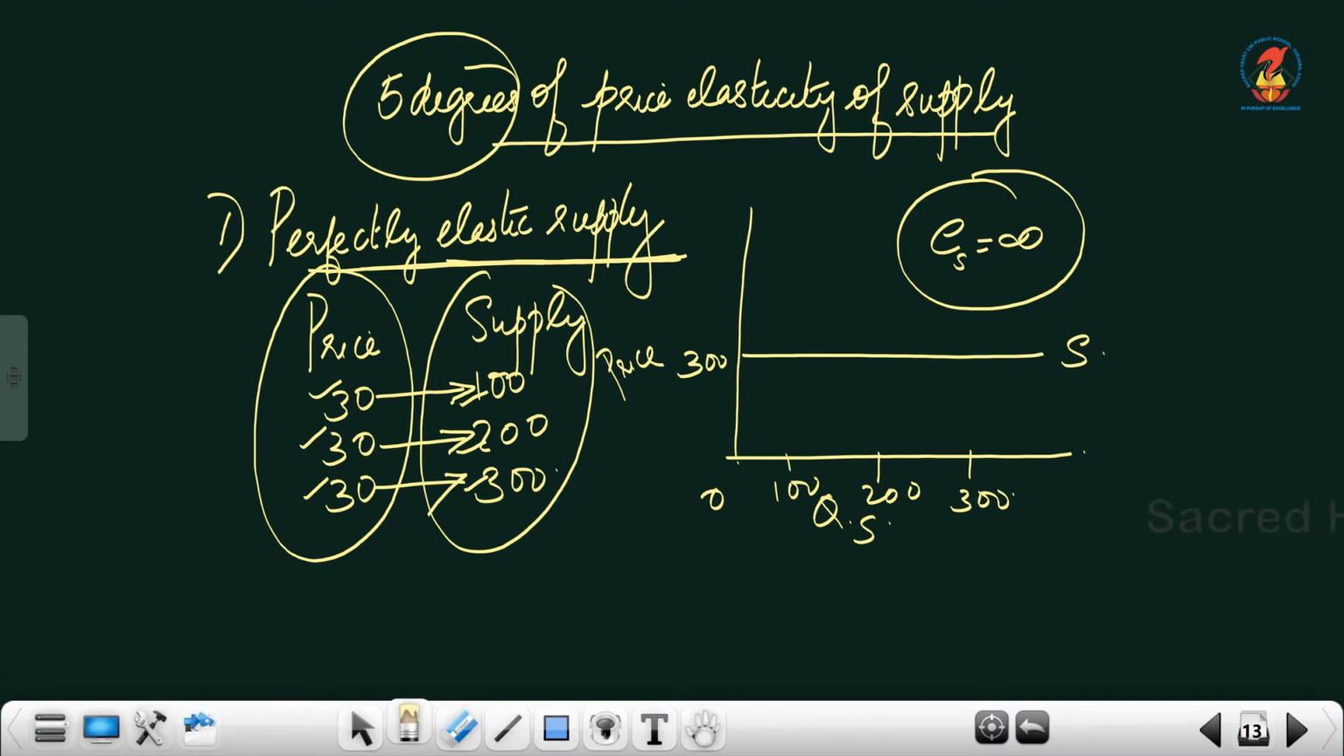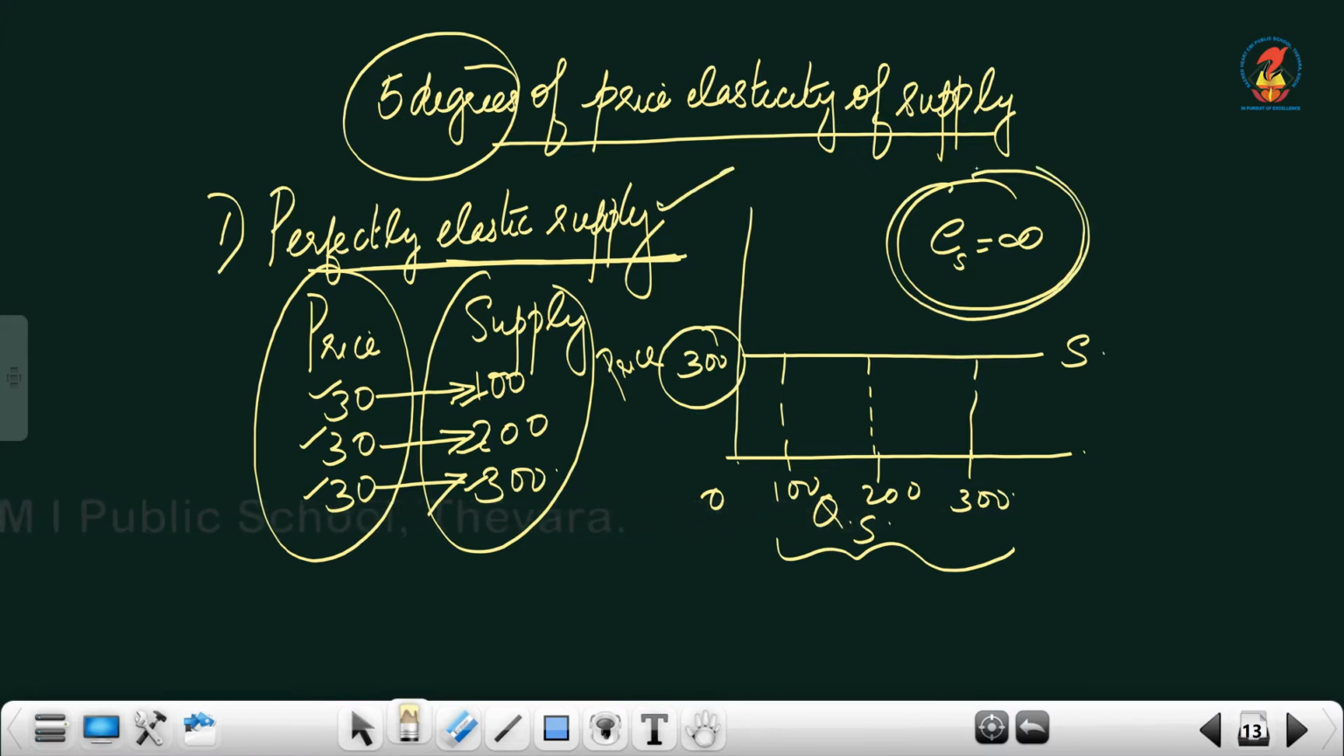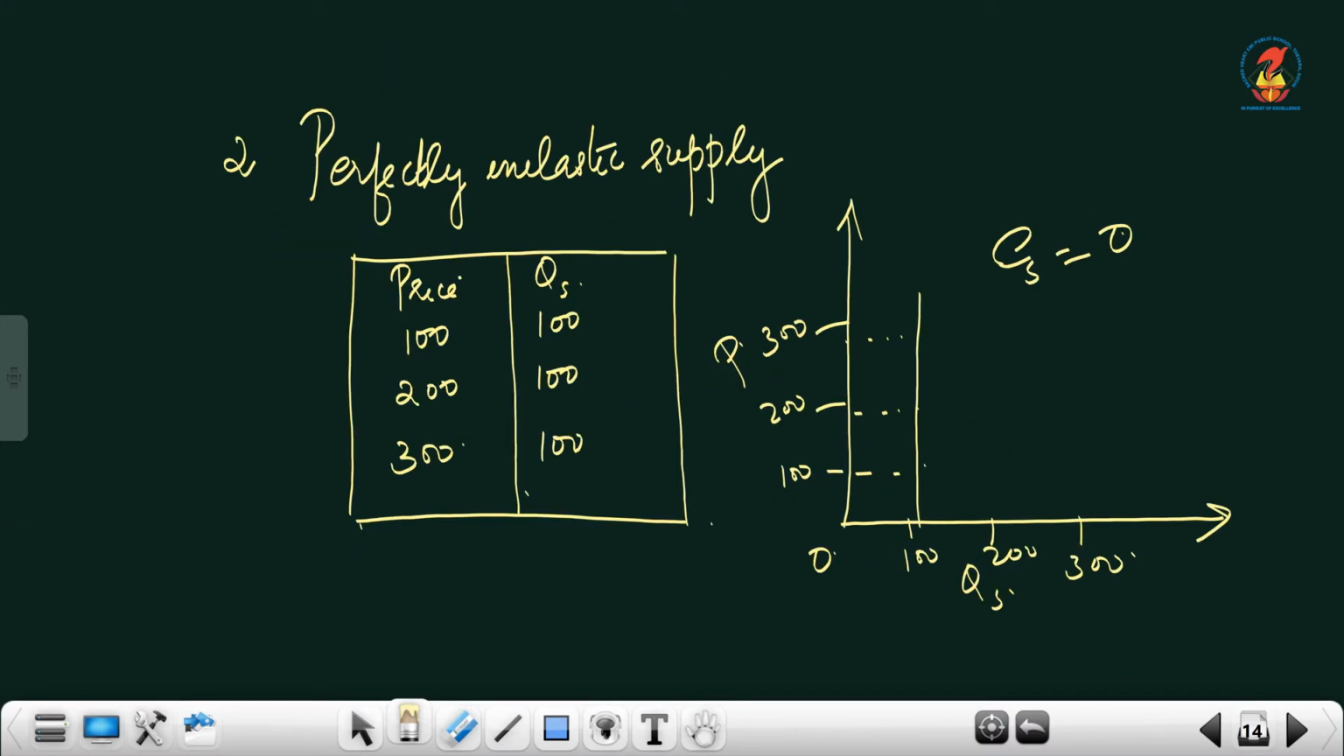So a perfectly elastic supply curve means at the same price different quantities will be supplied by the producer. So when different quantities of commodities are supplied by the producer at the same price, we say it is perfectly elastic supply, where elasticity of supply is equal to infinity. So the supply curve will be parallel to the x-axis. Okay. Now the next degree is the same concept as we have learned in demand.